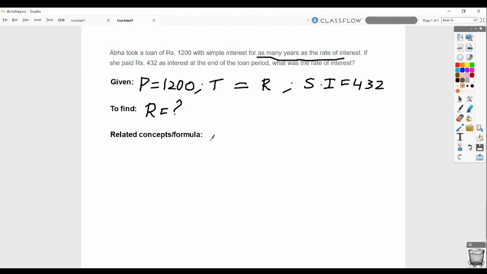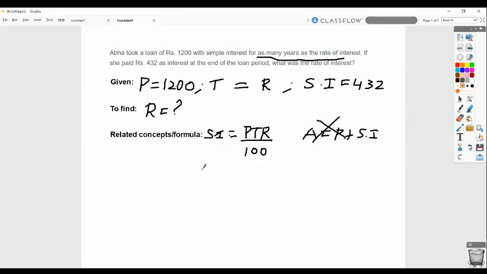Now I know this is a problem from the chapter simple interest, and what are the related concepts or formulas? We know simple interest is equal to PTR over 100. And do we have any other formula? Yes, amount is equal to principal plus simple interest. But we don't require the amount here because they're not asking us about the amount. So this is not required.